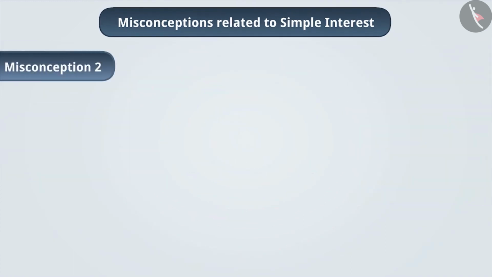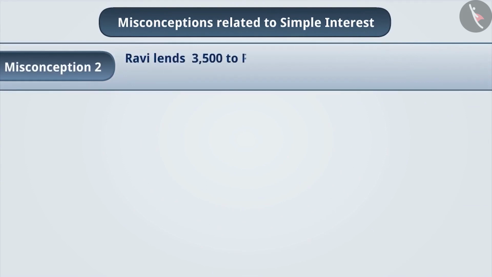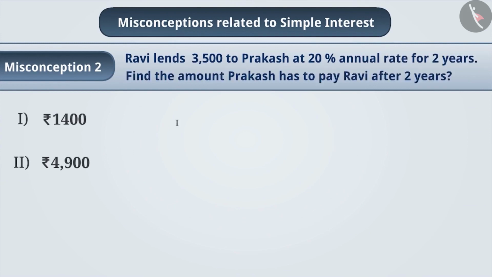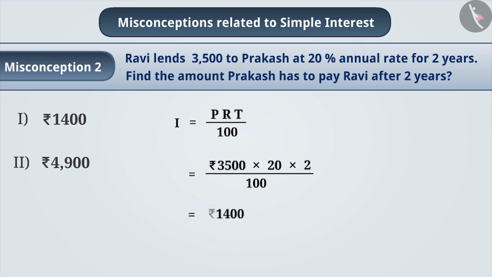Misconception 2. Ravi lends rupees 3,500 to Prakash at 20% annual rate for 2 years. Find the amount Prakash has to pay Ravi after 2 years. Here, simple interest is I is equal to PRT by 100, which is equal to 3,500 into 20 into 2 divided by 100, which is equal to rupees 1,400. Sometimes, students do not focus on what is asked in the question. They just find simple interest and give incorrect answers and choose option 1.